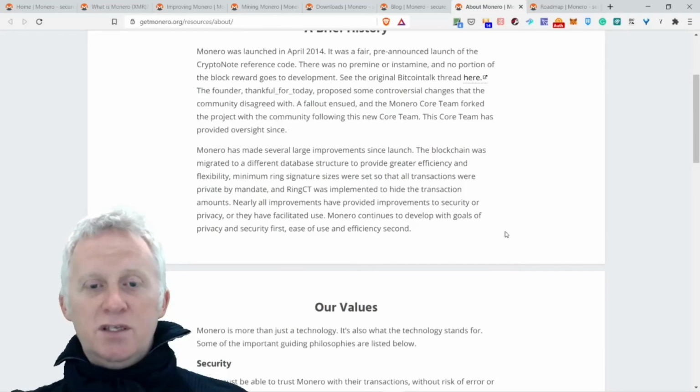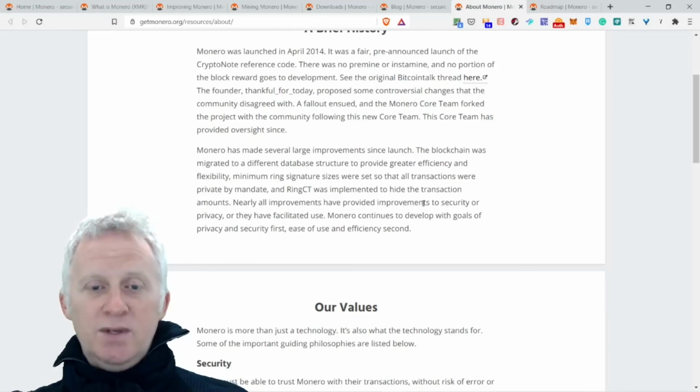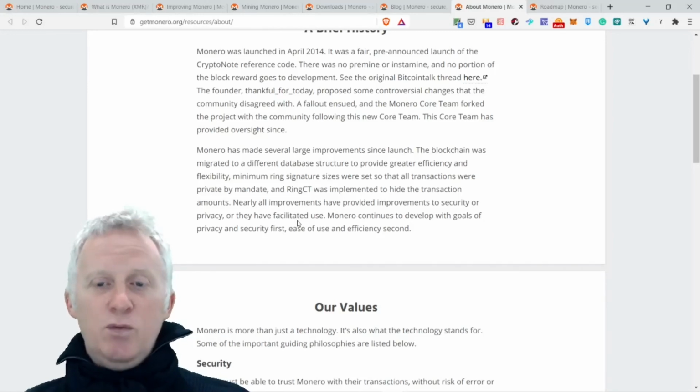Monero has made several large improvements since launch. The blockchain was migrated to a different database structure to provide greater efficiency and flexibility. Minimum ring signature sizes were set so that all transactions were private by mandate. And RingCT was implemented to hide the transaction amounts. Many improvements have provided better security or privacy, or they have eased use. Monero continues to develop with goals of privacy and security first, easy to use, and efficiency.